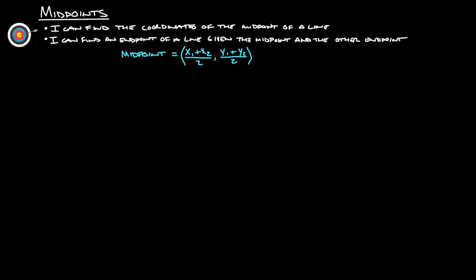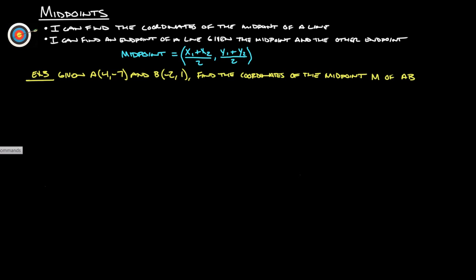Okay, so first thing we need to do is take a look at the midpoint formula. So here's our midpoint formula, and basically what it is, you're taking the average of the x coordinates, that's adding them together, dividing by 2, and taking the average of the y coordinates, adding them together, divided by 2, and that gives you your midpoint. Okay, let's take an example that will help us figure out how to use this midpoint formula.